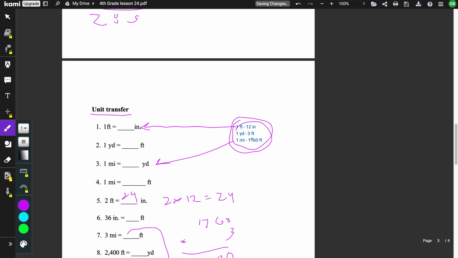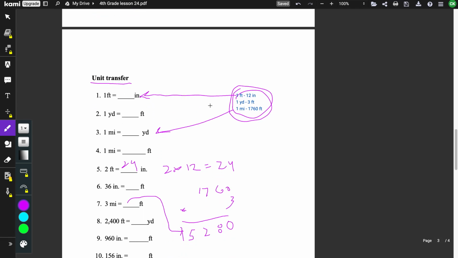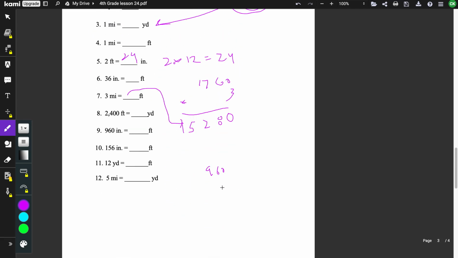And then number 9, 96 inches and how many feet. So if we know that there's 12 inches in 1 foot, we're just going to divide by 12, because now we're just trying to convert back to feet. And how many 12s go into 96? Let's see. I'm going to think a little bit on this one. I think 8. Yeah, 8. And that actually divides out pretty fairly well. And that just gives you 8 as our answer for number 9.